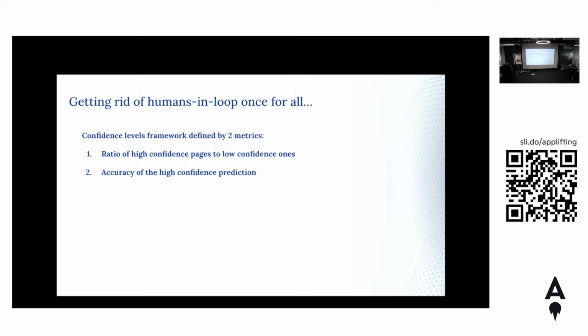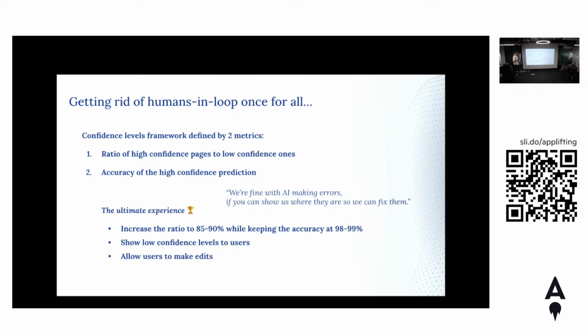There was this ratio of high confidence pages to low confidence pages, and then there was this accuracy of high confidence prediction, which basically meant if we tag something as high confident, how likely is it really a correct AI prediction? So the task at hand, and basically customers really, without even telling them about such opportunities, they didn't know anything about AI or confidence levels, but they kept telling us we're fine with AI making errors. They understand AI will probably always make errors, but if we could show them where the mistakes are so they could fix them. So we set ourselves to this goal.